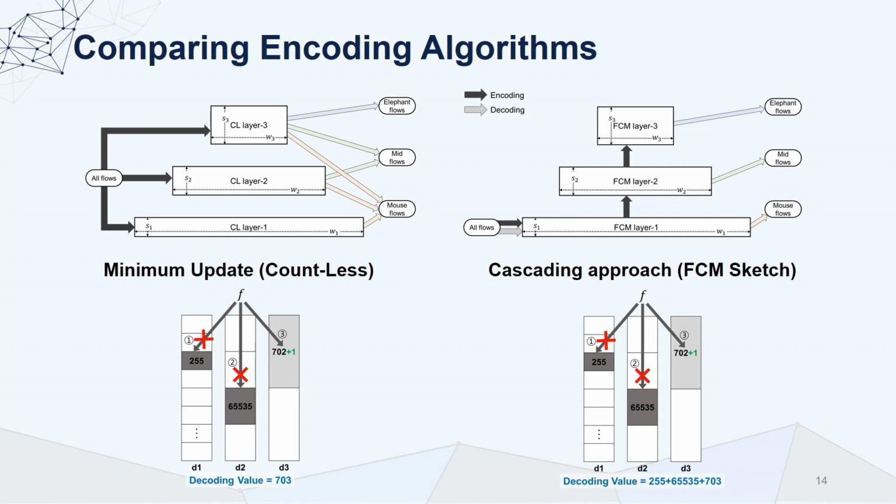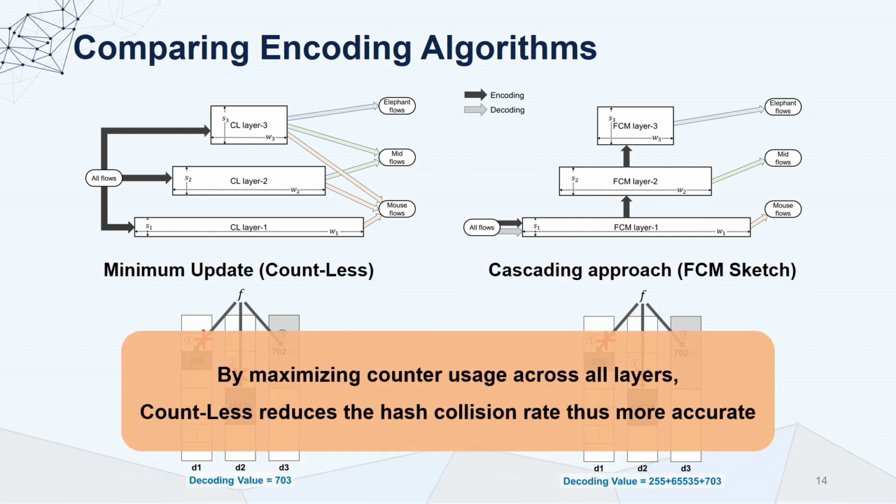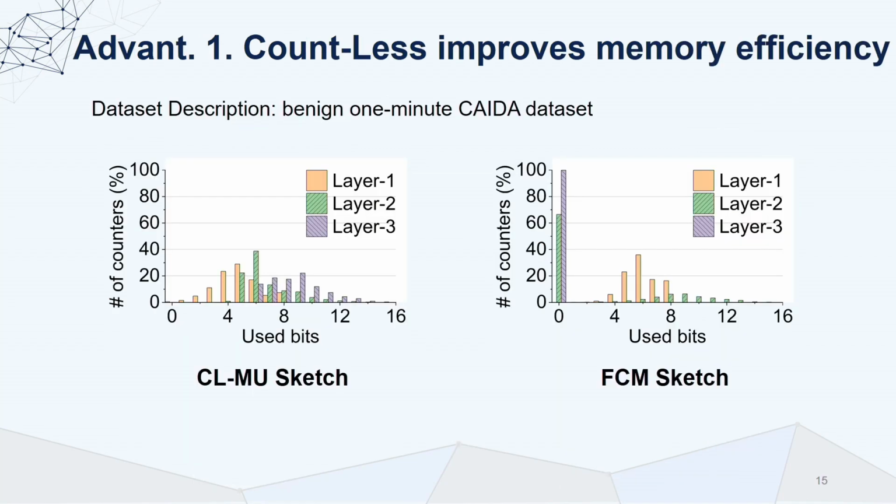Because of the saturation of layer 2, the decoded value of FCM becomes much larger than its actual value. Unlike the FCM sketch, Countless shows that the flow can be decoded sufficiently in layer 3. Maximizing counter use across all layers leads to a reduction of the hash collision rate, thus Countless becomes more accurate in various flow traffic patterns. Because of this different encoding strategy, Countless and FCM show different bitwise counter usage.